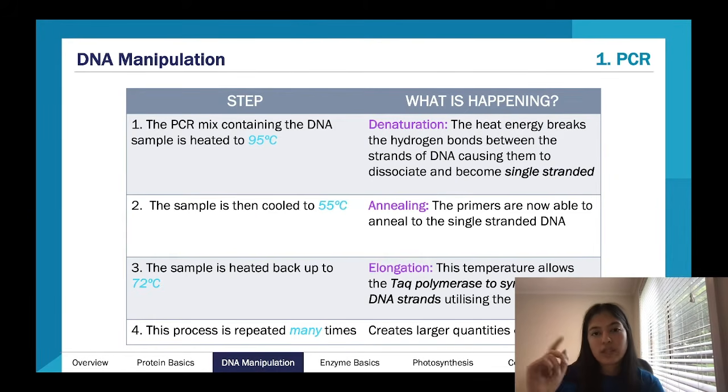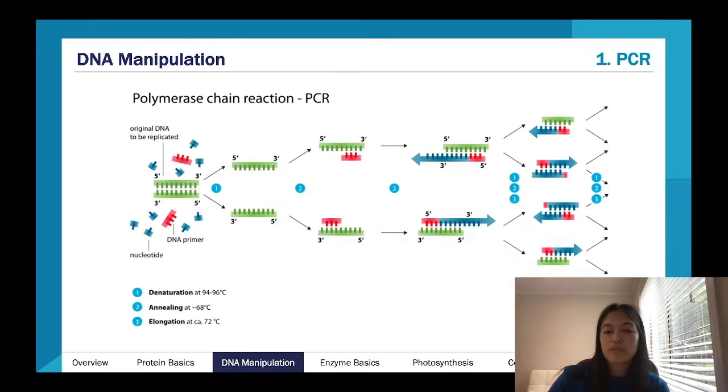it implies that you only did one cycle. So if you had one piece of DNA to start off with, you had two at the end. Like, that's not what PCR is meant for. You want to amplify it, you want heaps. So you need to remember to write about repeating this cycle.